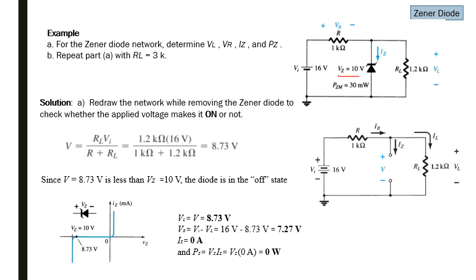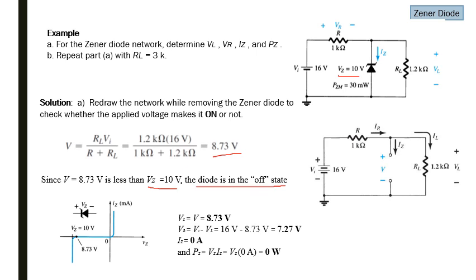Through this equation, which is from the voltage divider rule, we can find the value of V, that is RL Vi over R plus RL. By substituting the values, we find that V is equal to 8.73 volt. That means only 8.73 volts appears across this RL resistor from the input voltage Vi. So V is equal to 8.73, which is less than Vz equal to 10 volt. At least here we should have 10 volt to turn this diode on. So it means that the diode is in off state.